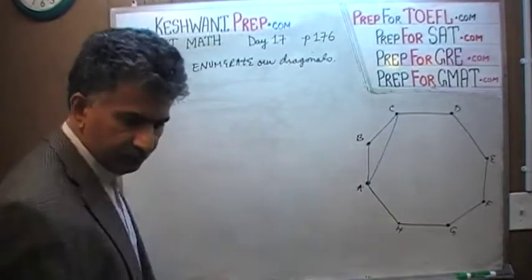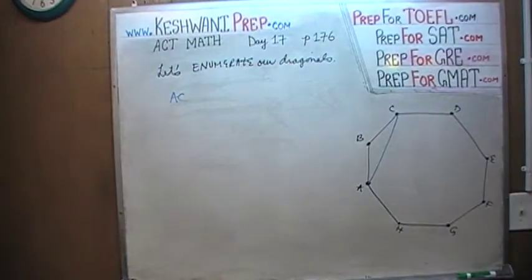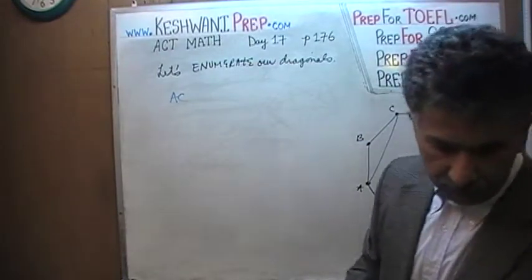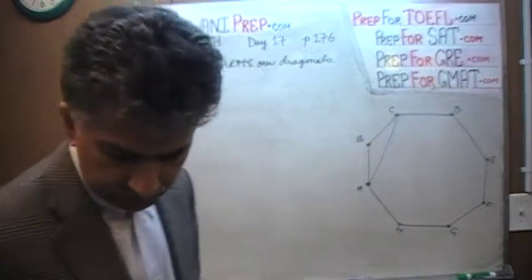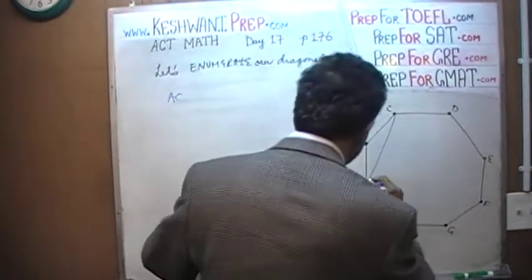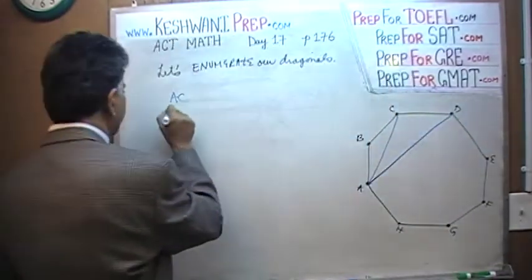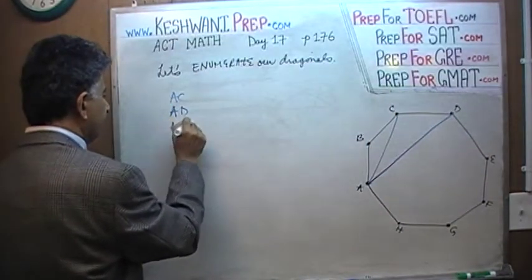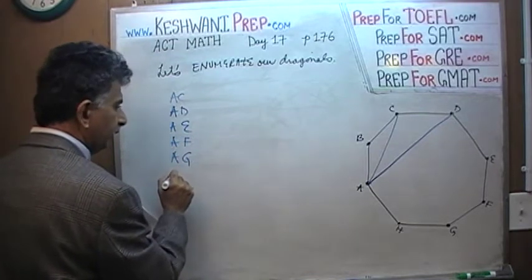Oh, this blue is moribund. It's dying. Well, not to worry. I happen to be a proud owner of another blue marker. Then we have AD. Voila. Then we're going to have AE, AF, AG, and finally, well, that's it.